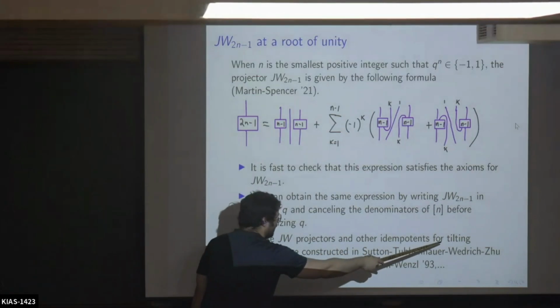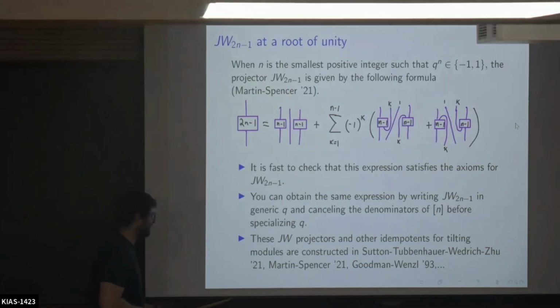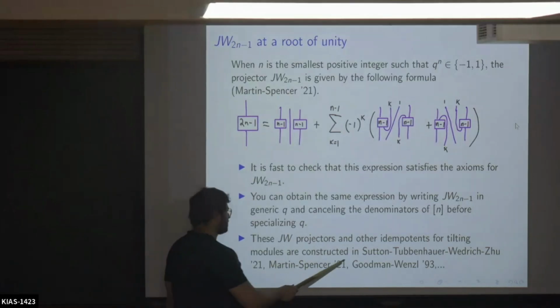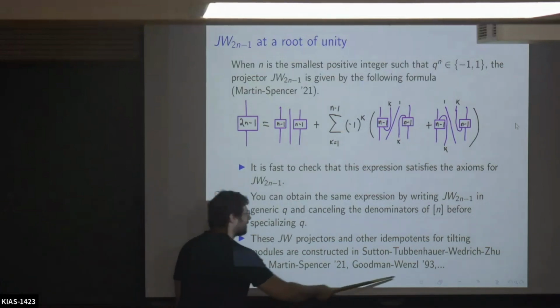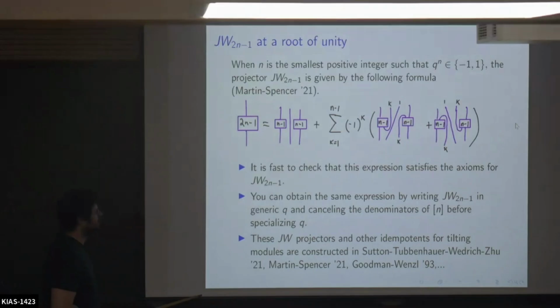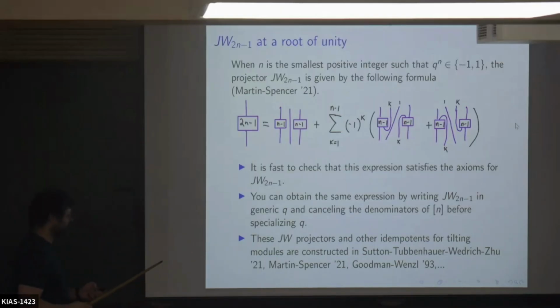So these guys give tilting modules, but there are other tilting modules that don't have Jones-Wenzl projectors associated to them. They're constructed in the literature by a few groups of people independently. So Sutton, Tubbenhauer, Wedrich, and Zhu, and Martin and Spencer. And back in the 90s, Hyun and Wenzl, they weren't studying it diagrammatically, but they were studying the Temperley-Lieb category at roots of unity. Okay, so this Jones-Wenzl projector will be the most important one in the talk.